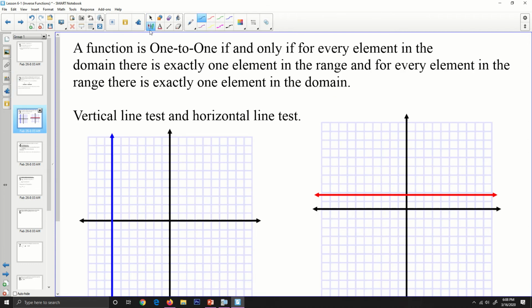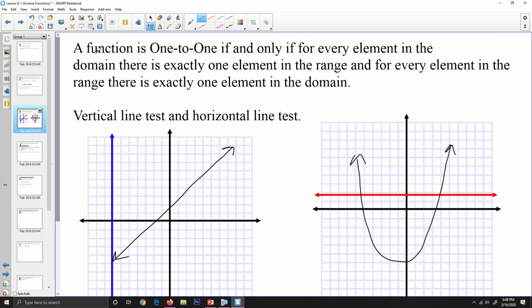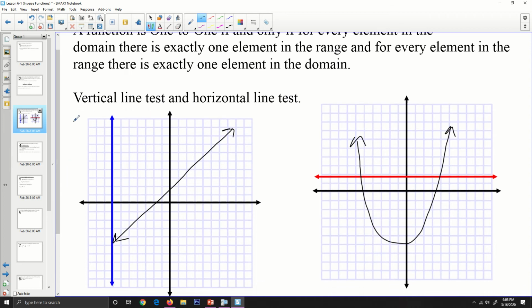Okay, so here are two functions. I'm just going to draw them in general. So let's talk about a linear function, and let's talk about a parabola, a quadratic function. A function is one-to-one if and only if for every element in the domain, there's exactly one element in the range, and for every element in the range, there's exactly one element in the domain.